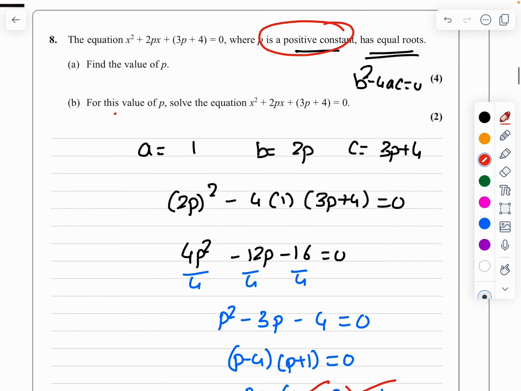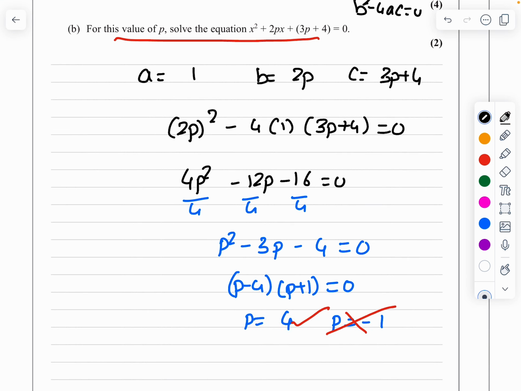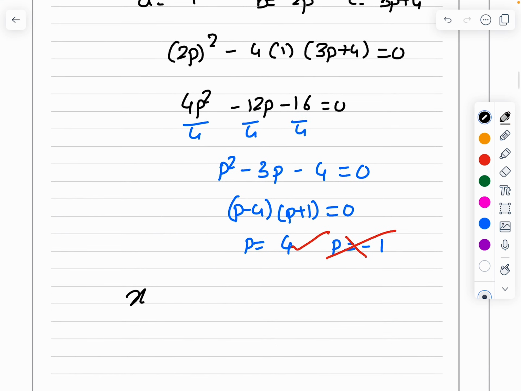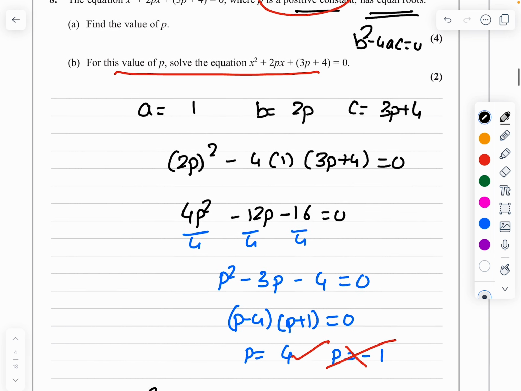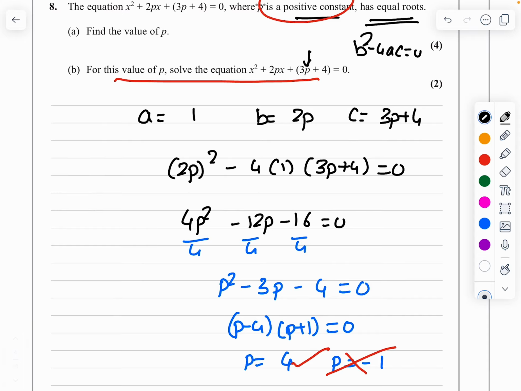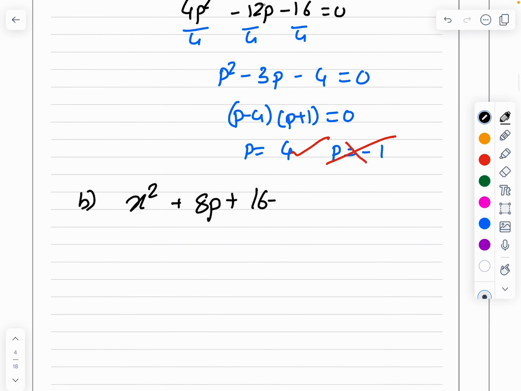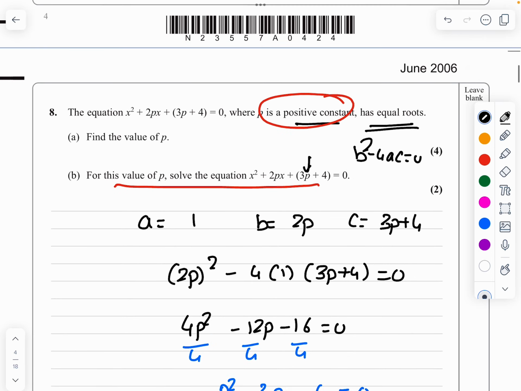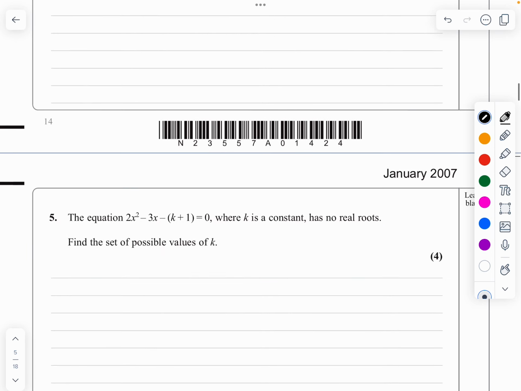For this value of p, solve this equation. So substitute p equals 4 in that. So it becomes x squared plus 8x plus 3p. 3 times 4 is 12. 12 plus 4 is nothing but what? 16 equals 0. This will become (x plus 4) times (x plus 4) equals 0. So x equals negative 4 is going to be the answer. It has two equal roots, negative 4 and negative 4.